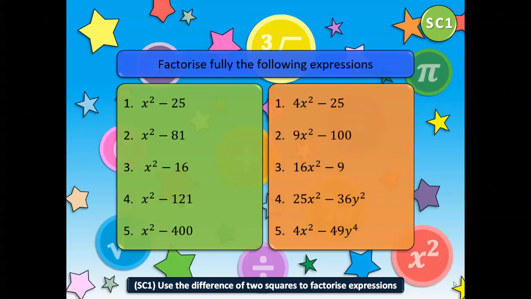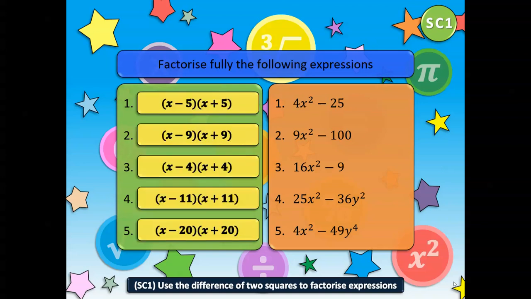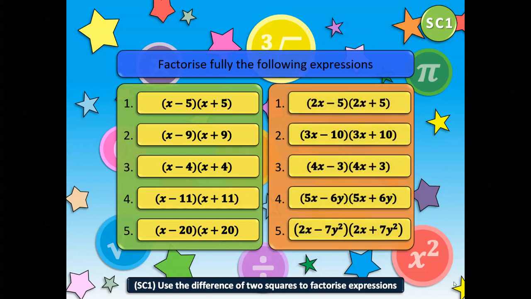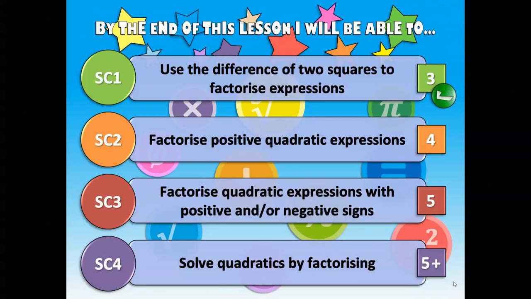Here are some questions for you to have a go at. Pause the video, and when you're ready to mark your work, press play. Here are your answers. So there's your green answers, and there's your amber answers. And now we've completed success criteria 1.